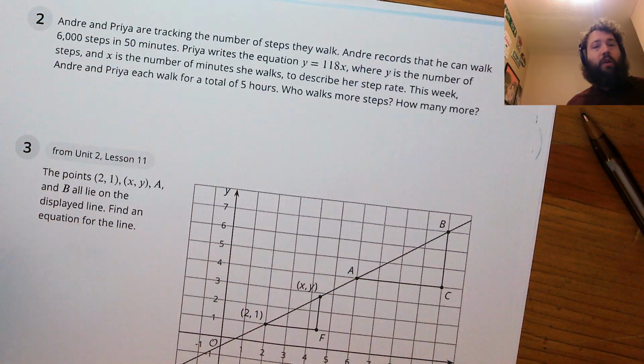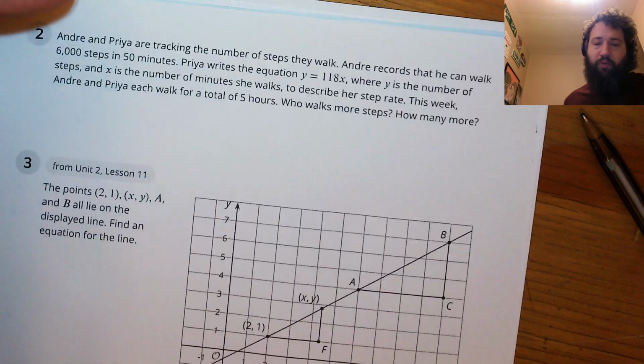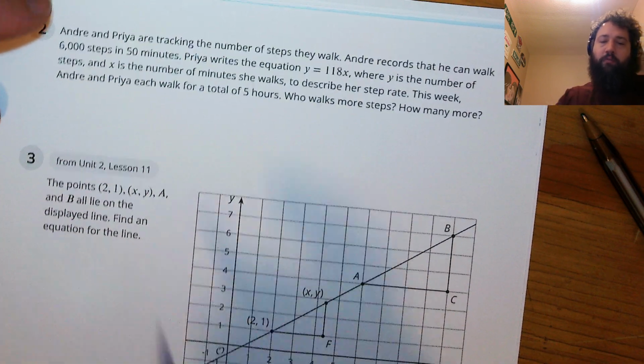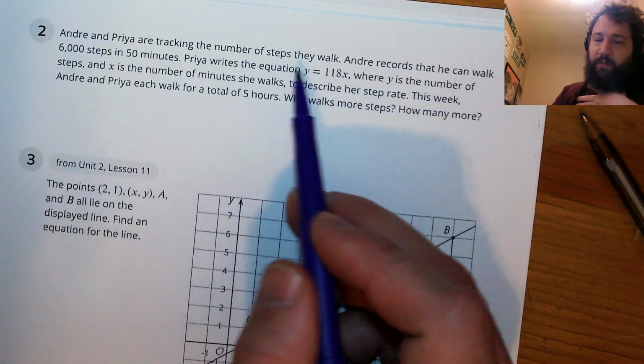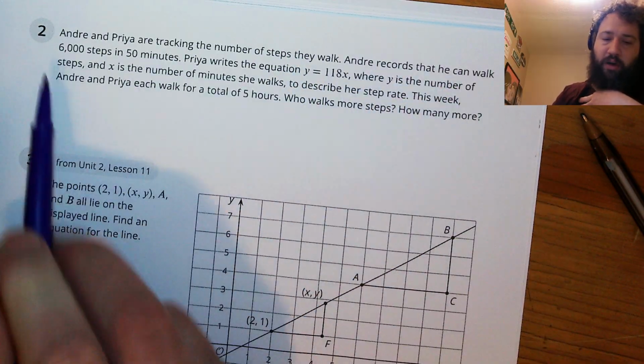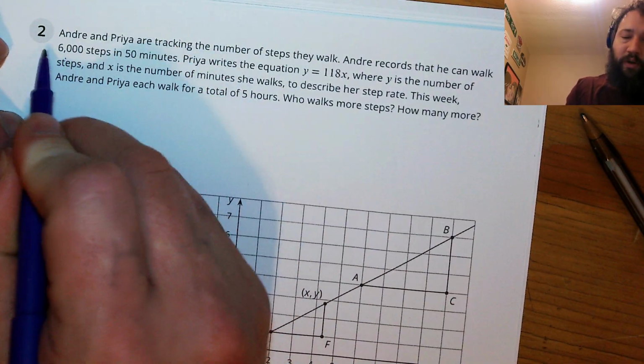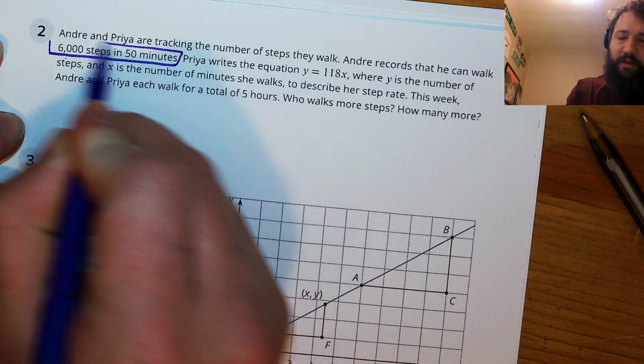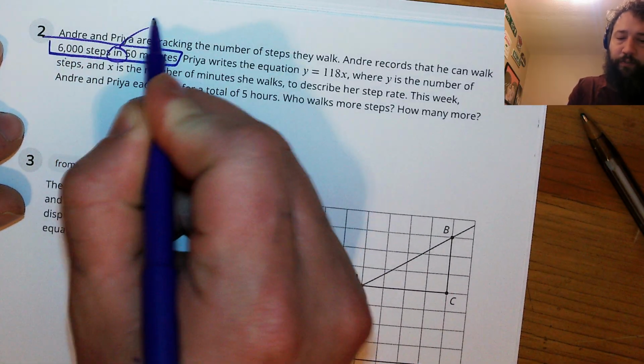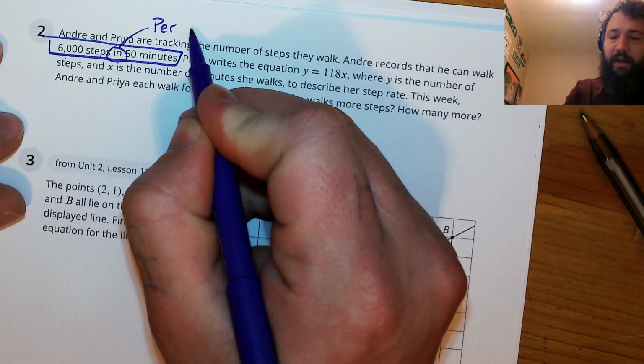All right. Andre and Priya. Andre and Priya are tracking the number of steps they walk. Andre records that he can walk 6,000 steps in 50 minutes. So, whenever I have something like this that sounds like per, that sounds like a slope.